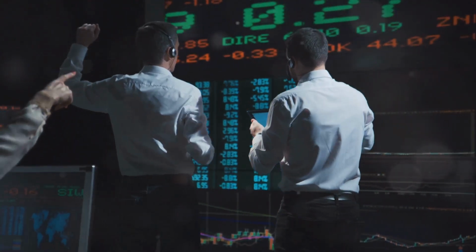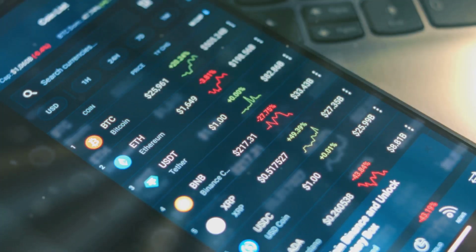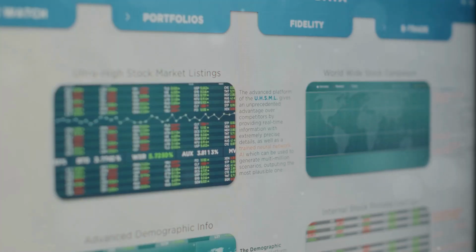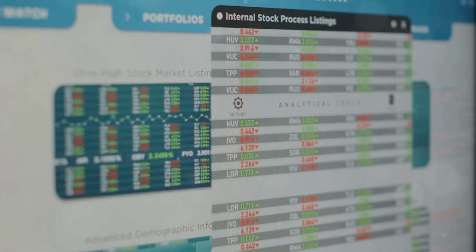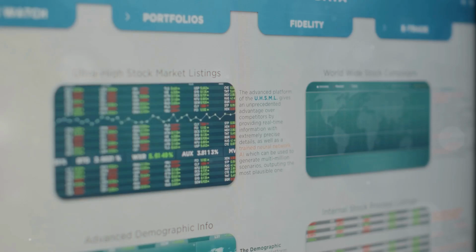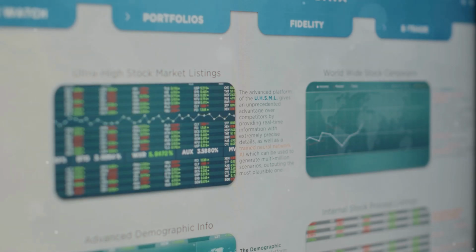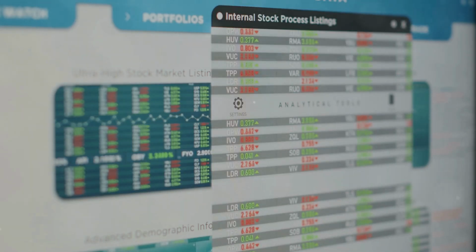Options have specific values associated with them. Intrinsic value is the value of an option if it were exercised today. For calls, it's the stock price minus the strike price. For puts, it's the strike price minus the stock price. Time value is the difference between the option's market value and its intrinsic value.